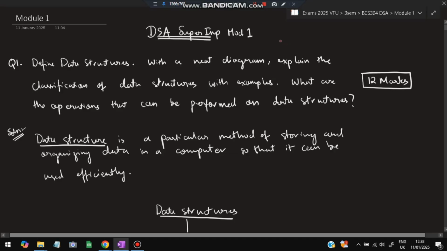1 for your externals so that you can easily score more than 80% marks. We have 9 questions here taken from the previous year papers and the model paper.